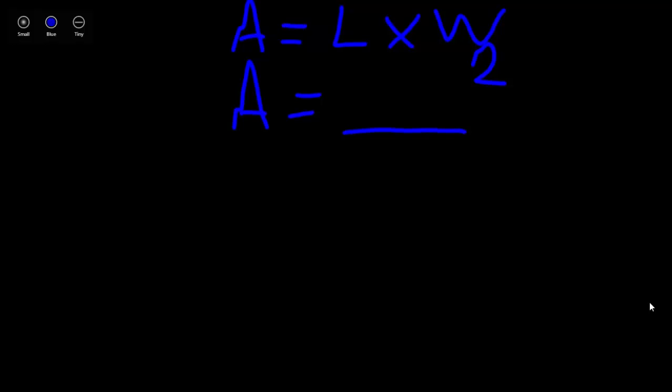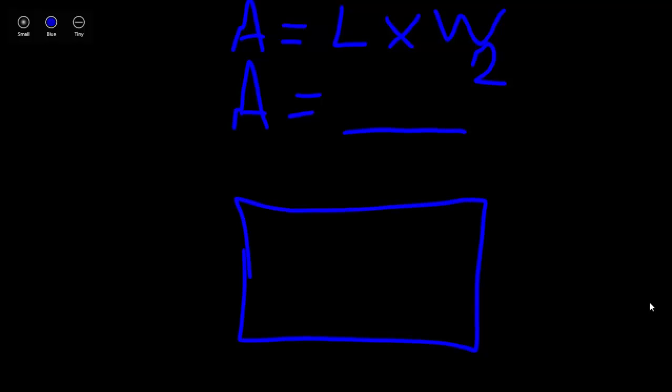Now, let's pretend we're given this problem. We're given this rectangle. We're given that this side is equal to 2 centimeters, and we're given that this side is equal to 5 centimeters. How are we going to find the area? Very simple. Let's plug the dimensions that we have into our formula. But first, let's ask, do we have the length?